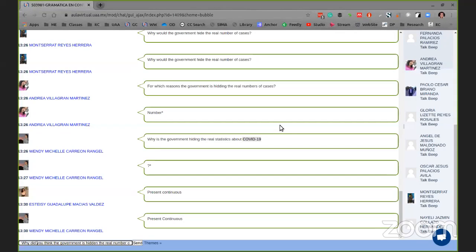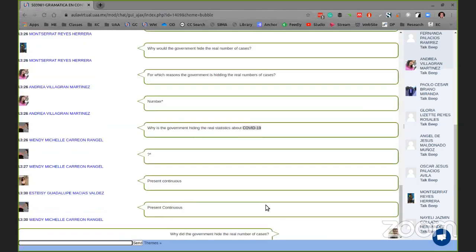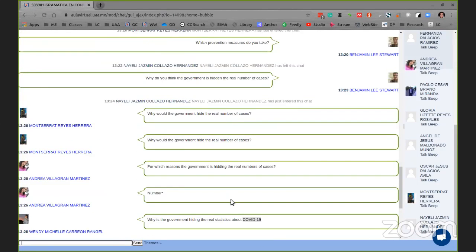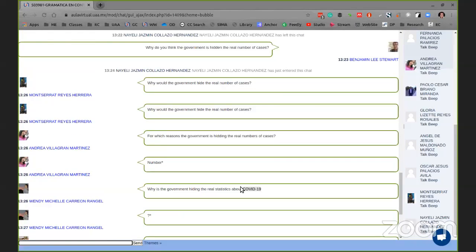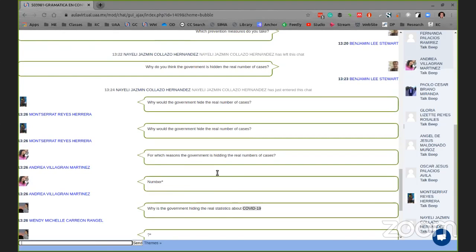Now, here's another way that you could ask the question. How did the government, change it to the past tense, how did the government hide the real number of cases? So again, it's going to depend on which verb tense that you want. But grammatically, you could pose this question in the present tense, present continuous, or the past. If you want the present tense, how does the government hide? That could be also a possibility. Okay, so in this case, be careful with the verb tense. Let's look at another example.